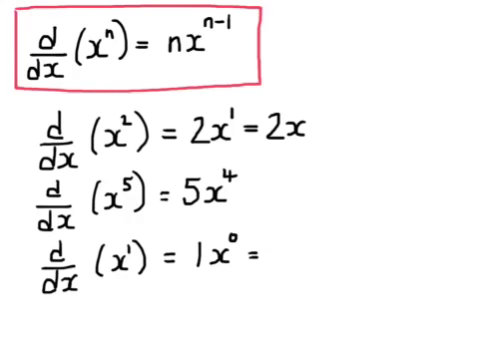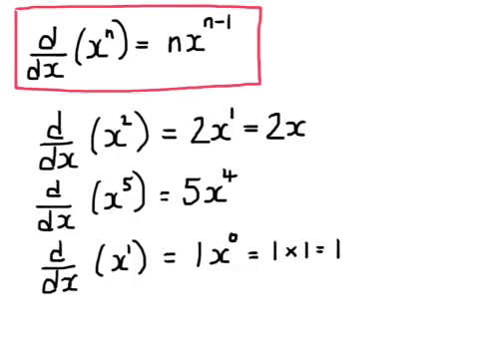Now, what we must realize here is that anything to the power of 0 is 1. So that's going to leave us with 1 times 1, which is 1. So if we differentiate x, we get the answer 1.